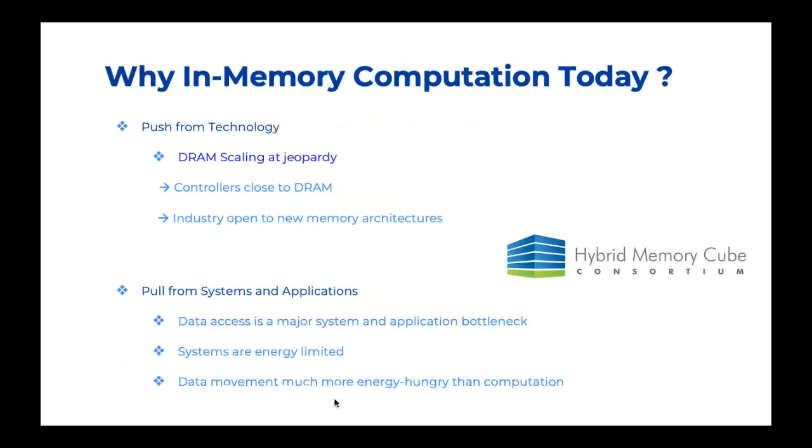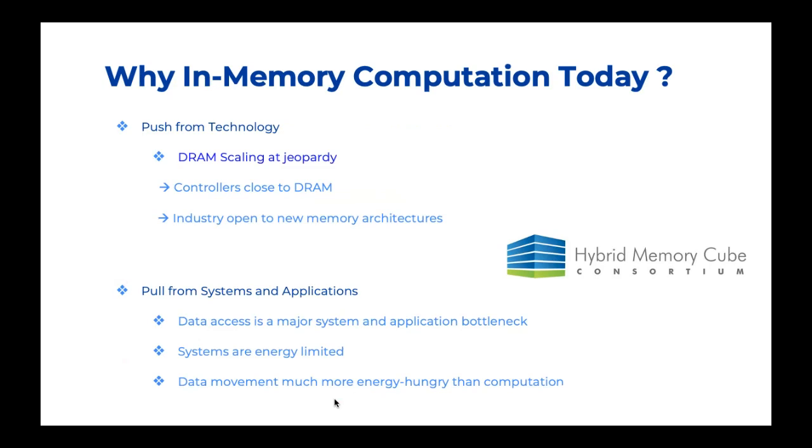And also we have a pull from systems and applications. Data access is a major system and application bottleneck. We all know that, and systems are energy limited, so we cannot give a lot of energy to our system. A good architecture should decrease the amount of energy and be energy efficient. If we increase the power of our computers, we have to increase the energy, so our energy is limited. We cannot go beyond the limitation of energy, so we need an architecture which is energy efficient.